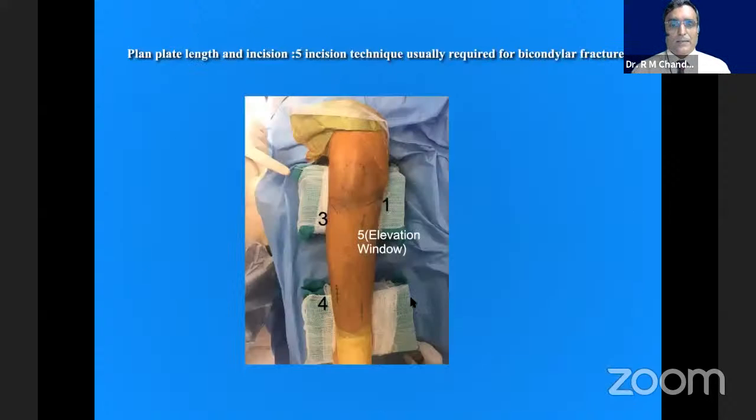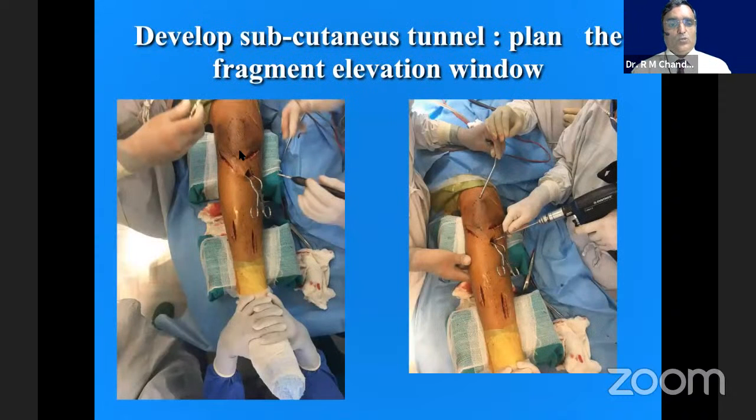5 incision technique. So this is usually the 5 incision window: a medial MIPO, a lateral in a bicondylar fracture, and a small fragment for elevation of the punch, and laterally and medially again a MIPO incision. So these are the 5 incisions usually needed for bicondylar depressed fragments.